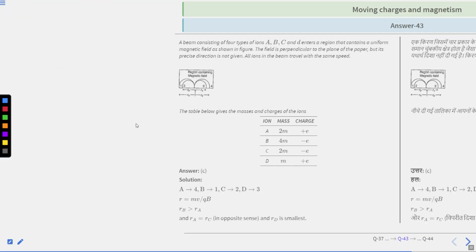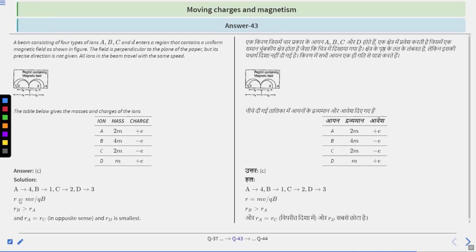Let's find the solution. We know the formula R equals mv divided by qB. Here the mass is 2m for ion A. When you put all the masses in this formula for ion A, ion B, ion C and ion D, you will get Rb is greater than Ra, meaning the mass of B is more compared to the mass of A. So Rb is greater than Ra, and Ra is equal to Rc in the opposite sense, and Rd is smallest when you put all masses in this formula. So the correct option is C.